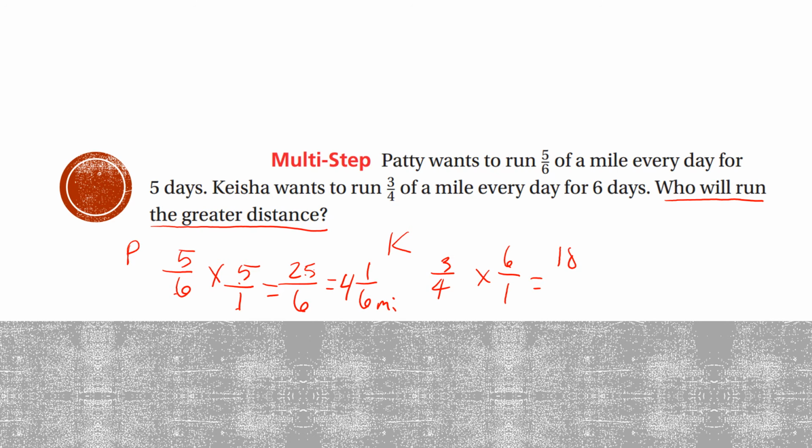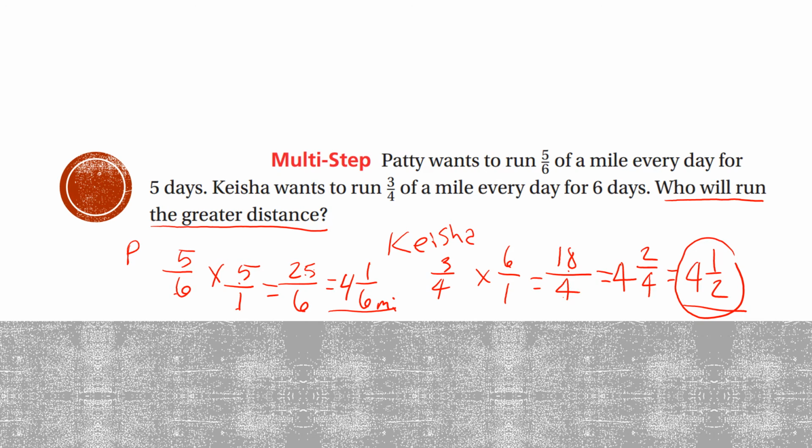3 times 6 is 18. 4 times 1 is 4. 4 goes into 18 4 times, that's 16. 18 minus 16 is 2 out of 4, which equals 4 and 1/2 miles. So what's bigger? Which one's further, 4 1/2 or 4 1/6? Ask yourself this question. Would you rather have 1/6 of the pie or 1/2 of the pie? Exactly. You want 4 1/2. So Keisha runs further.